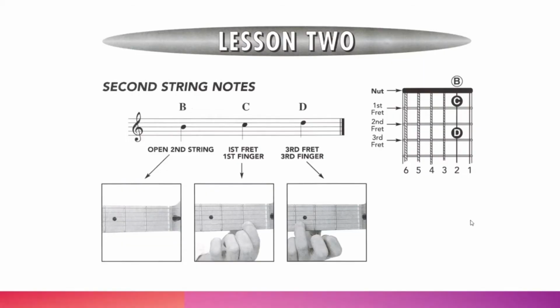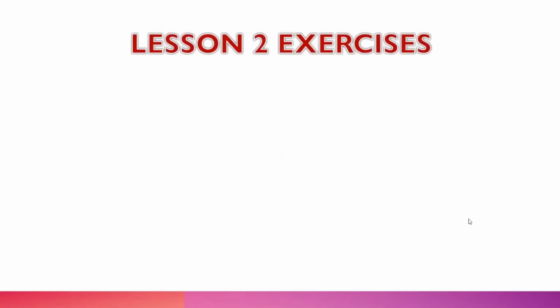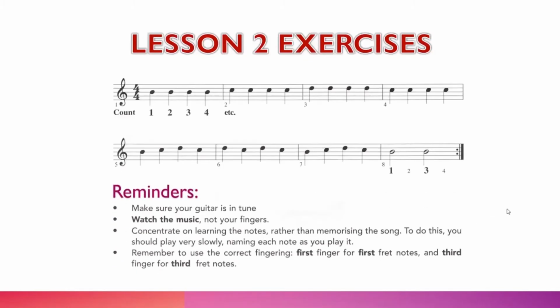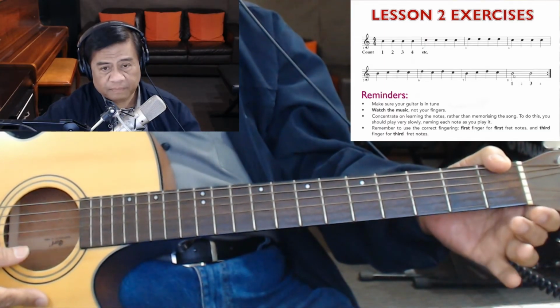All right, let's have some exercises on the second string. There are only 2 here, but this is one whole music piece. Again, this is in a 4/4 time signature, and we're practicing the notes B, C, and D. Before we get started, we have some reminders here. It says make sure your guitar is in tune. The tuning of the guitar, we will study that separately, but the first string is E, the second string is B, open.